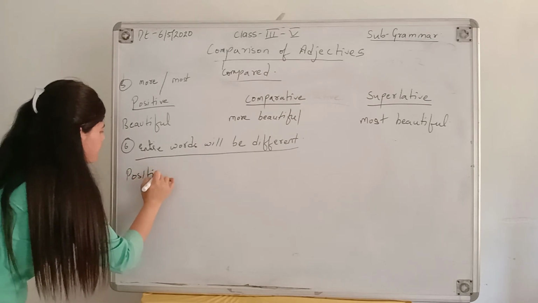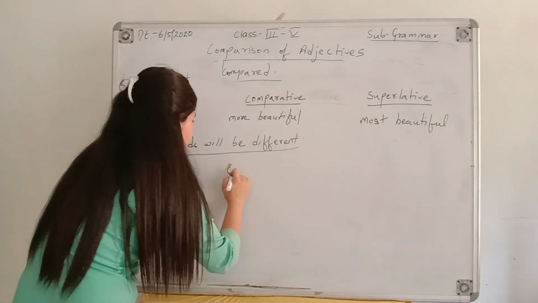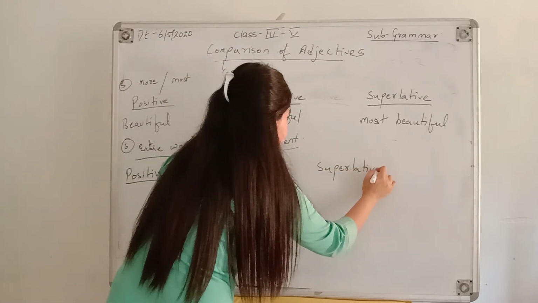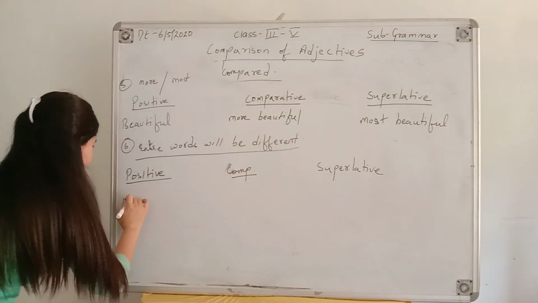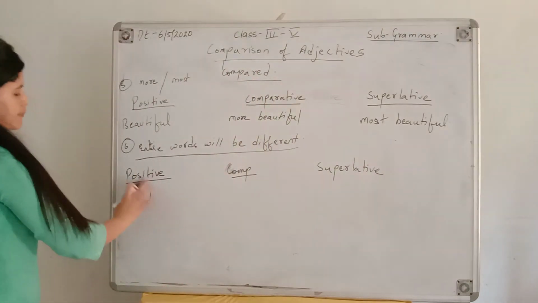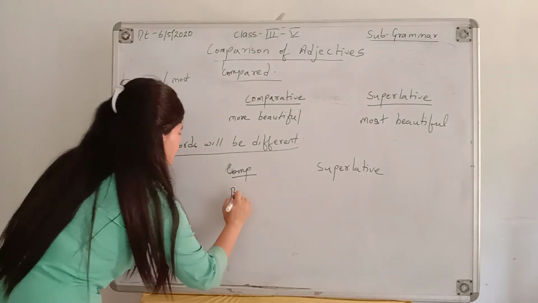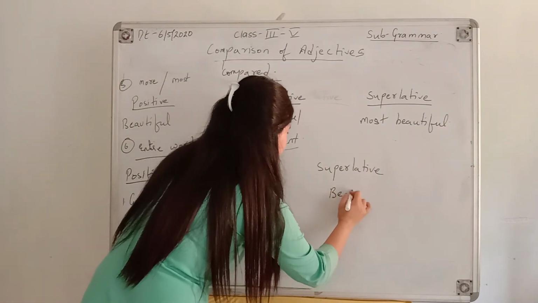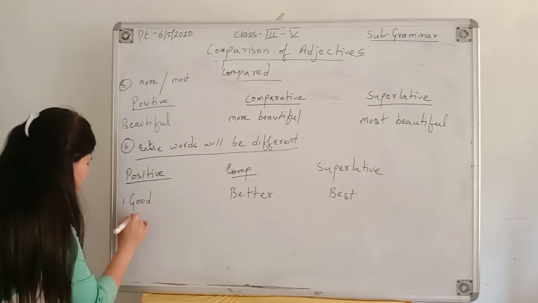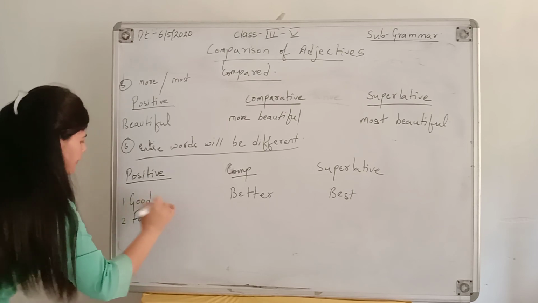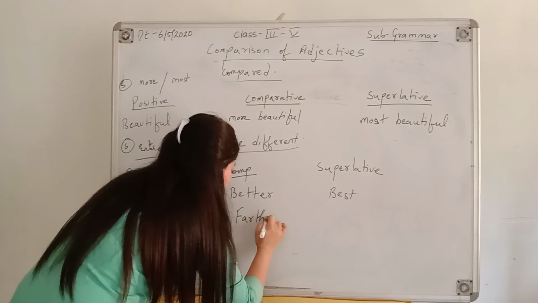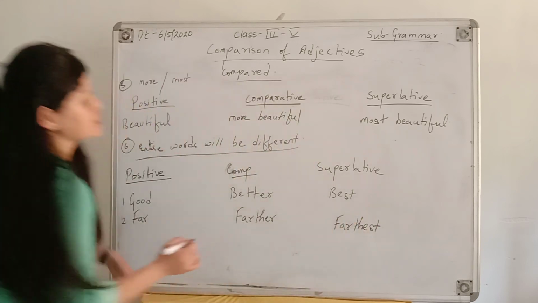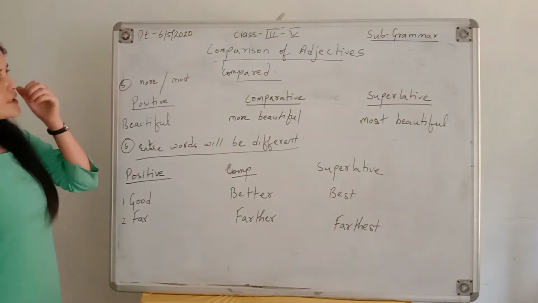For example, positive, comparative and superlative. Number one, good. The comparative degree of good will be better and the superlative degree will be best. Another example, we can write it as far, further and furthest.